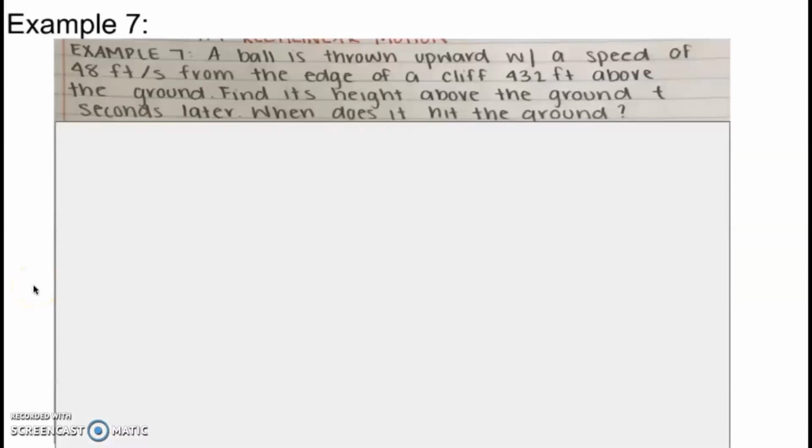Example 7 says that a ball is thrown upward with a speed of 48 feet per second from the edge of a cliff 432 feet above the ground. Find its height above the ground t seconds later. When does it hit the ground?